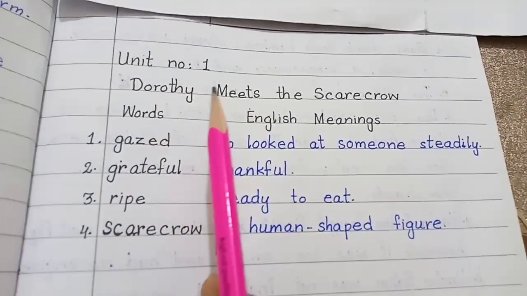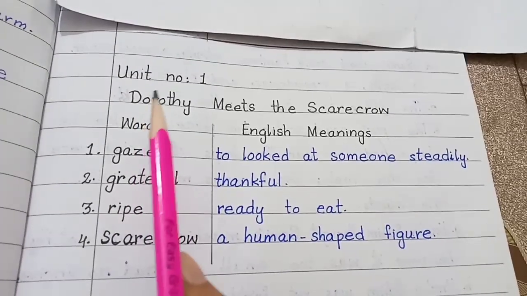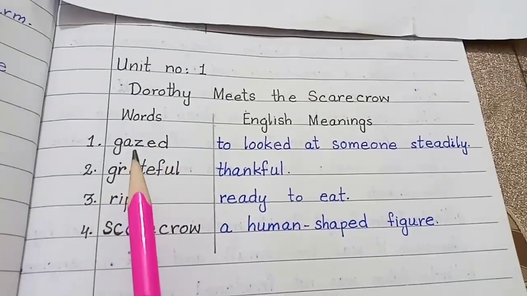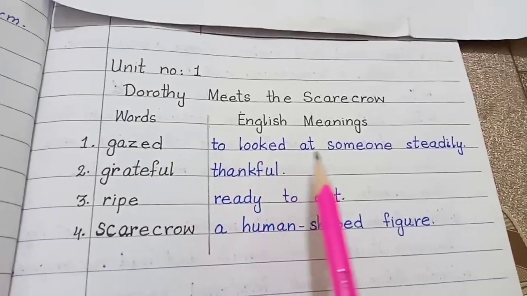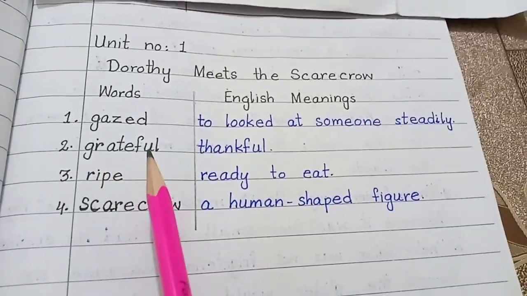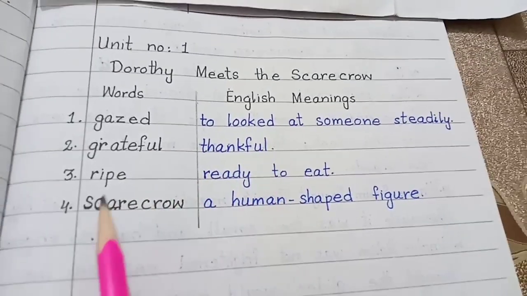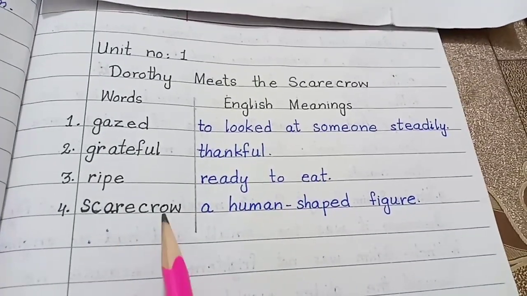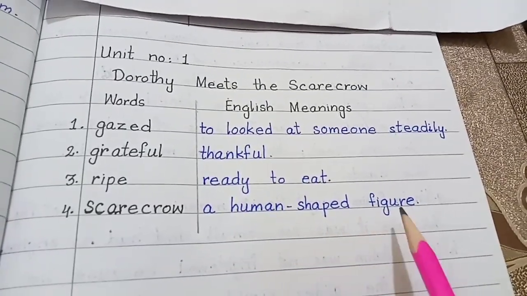First of all, you have to write your sketch like this. Unit number 1, Dorothy meets the Scarecrow. The first one is gazed, to look at someone steadily. Number 2, grateful, thankful. Number 3, ripe, ready to eat. Scarecrow, a human-shaped figure.